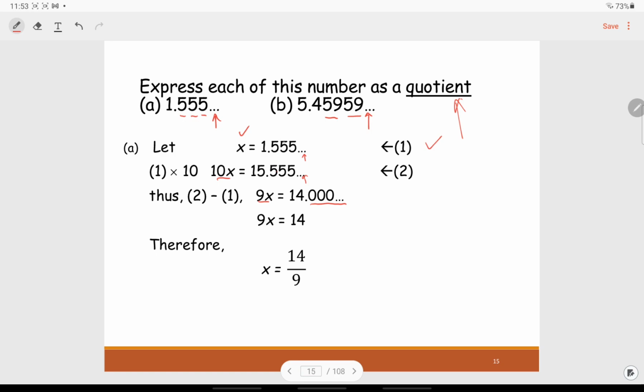And this value minus this value gives 14.000 dot dot dot. Because we have 0 after the decimal point, we can omit this part. So we have the remaining 9x equal to 14. This time we have integers, so we can proceed to bring 9 to the other side. So we have x equal to 14 over 9.